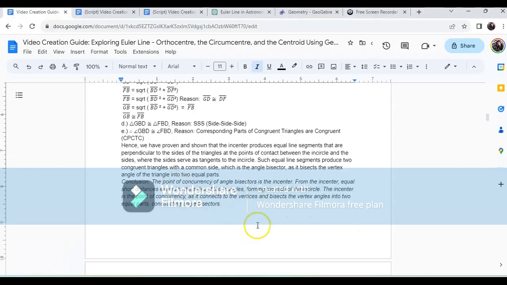The point of concurrency of angle bisectors is the incenter. From the incenter, equal short distances extend to the sides of the triangle, forming the radii of the incircle. And the incenter is the point of concurrency as it connects to the vertices and bisects the vertex angles into two equal parts, constructing angle bisectors.